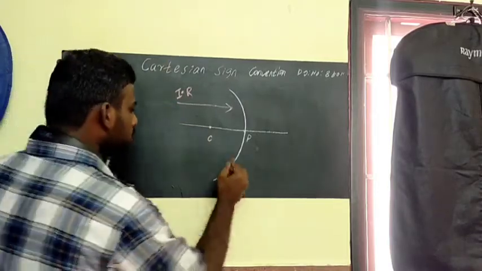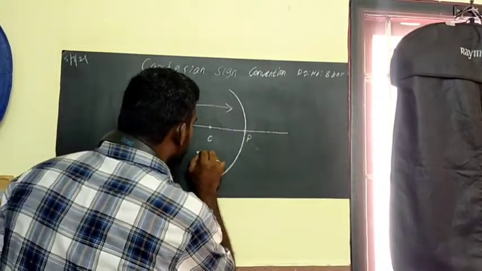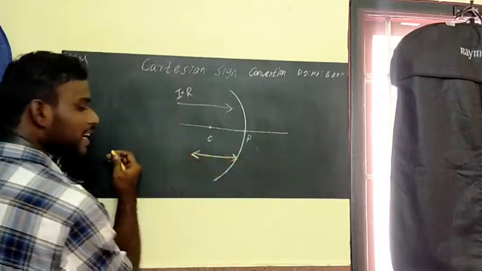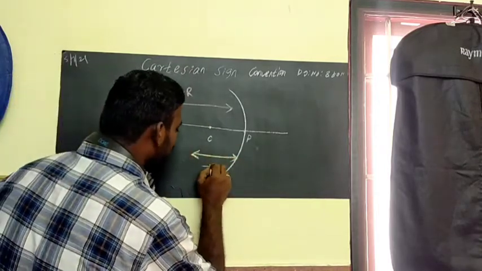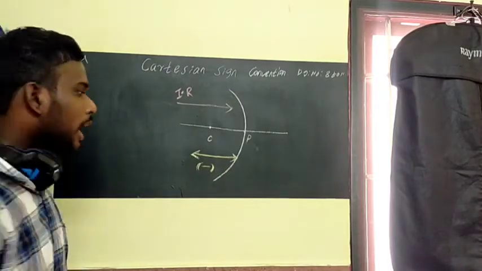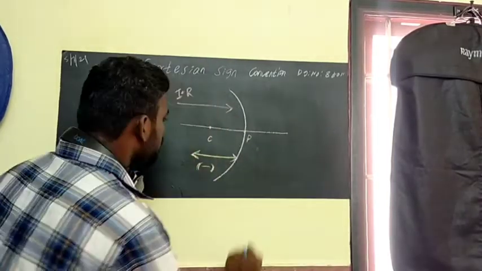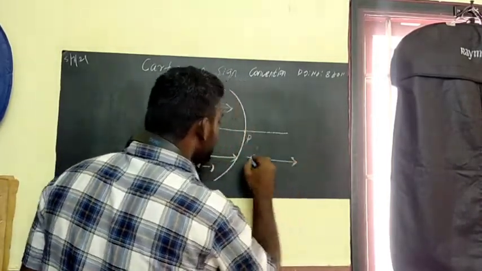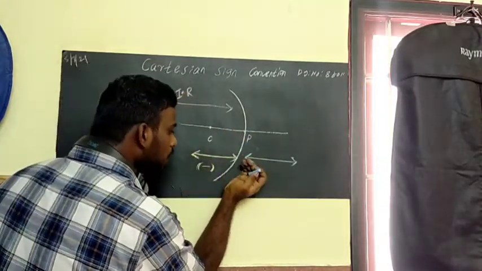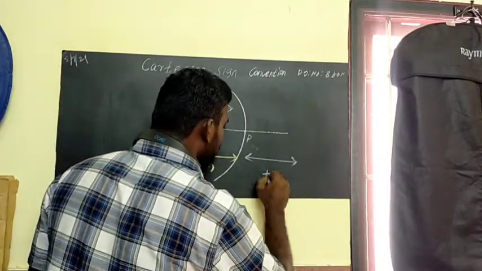And next one, the left side distance. This will be the left side. This left side distance is taken as what? Negative. Left side distance we should always take as negative. And next, the right side. This is the right side of the pole, and this is the left side of the pole. So the left side of the pole we measure as minus, and the right side of the pole we measure as positive.